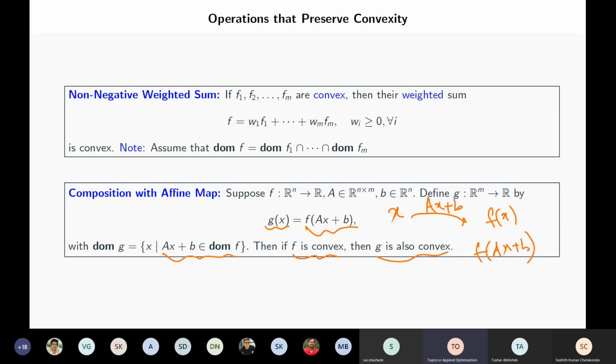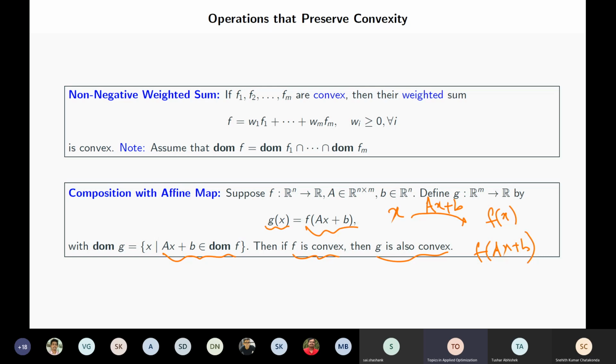It must be those points where domain is still defined. Okay, so that's what this result says. Okay, so affine transform doesn't change the convexity of a function. So how would you prove these results, right? If f is convex, then g is also convex.